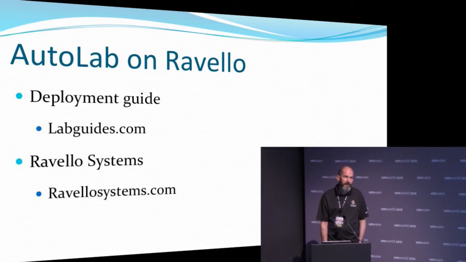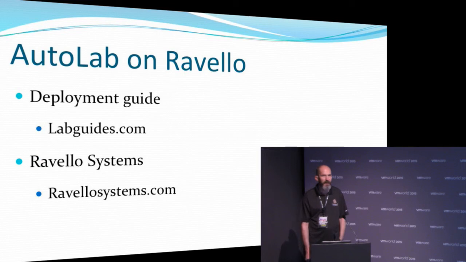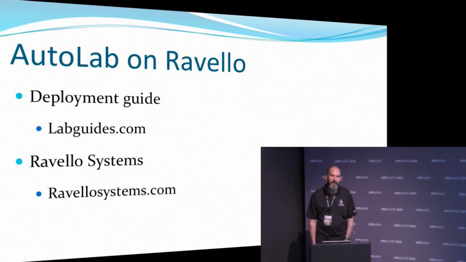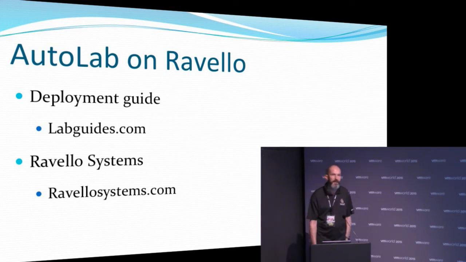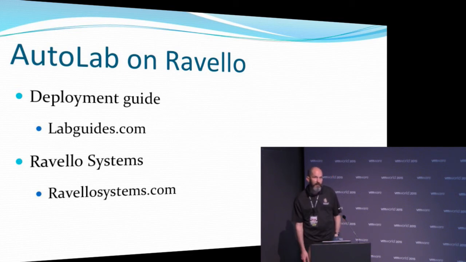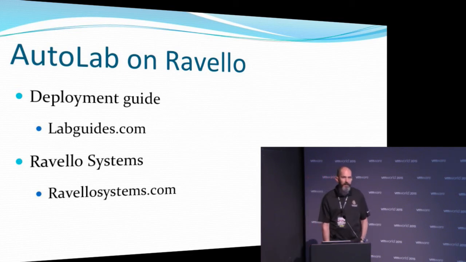AutoLab on Ravello is actually a really cool way of getting a test environment. Do read the deployment guide that is on labguides.com. It's at the 2.6 release, fully covers the process for deploying on Ravello. In addition, in the AutoLab YouTube channel, there is a video that goes through the process, and that makes things a little more clear even than the deployment guide, so it's worth watching that video as well. Ravello Systems is a really innovative and very awesome piece of technology. Even if you're not using it for AutoLab, Ravello is a really useful way of doing some test and evaluation and work.